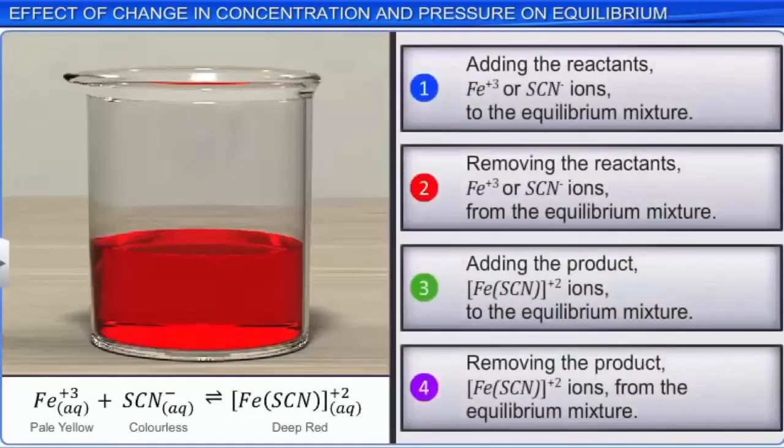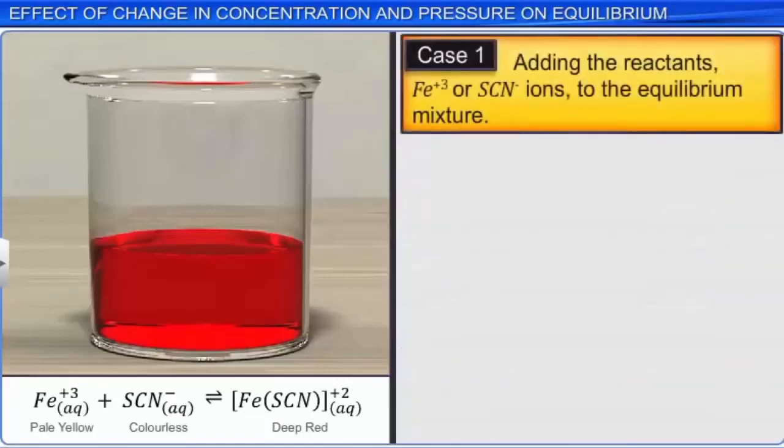To understand the effect of change in concentration on equilibrium, let us consider some cases. Adding the reactants Fe+3 or SCN- ions to the equilibrium mixture. Removing the reactants Fe+3 or SCN- ions from the equilibrium mixture. Adding the product FeSCN+2 ions to the equilibrium mixture. Removing the product FeSCN+2 ions from the equilibrium mixture.